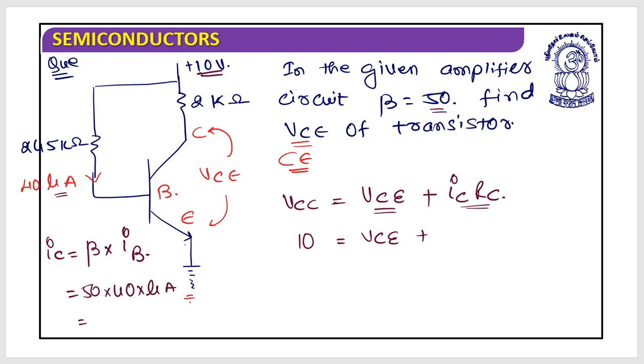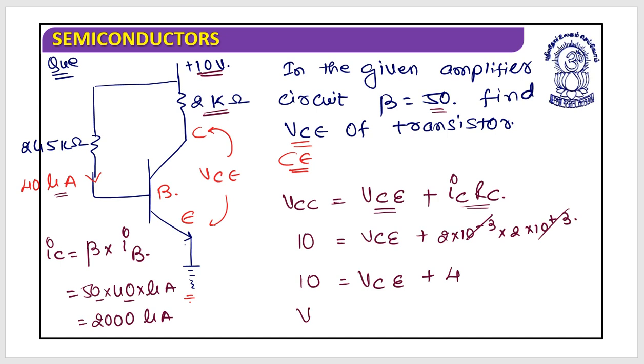So this is equal to 5 fours are 20 into 0 into 0, it's 2000 microampere. Yes, so this is 2000, which is equal to 2 into 10 to the power minus 3 into RC. This is given, it's 2 into 10 to the power plus 3. So this is equal to VCE plus 2 2s are 4, and this is 10. So VCE is equal to 10 minus 4, which should be plus 6 volt. I hope this is clear.